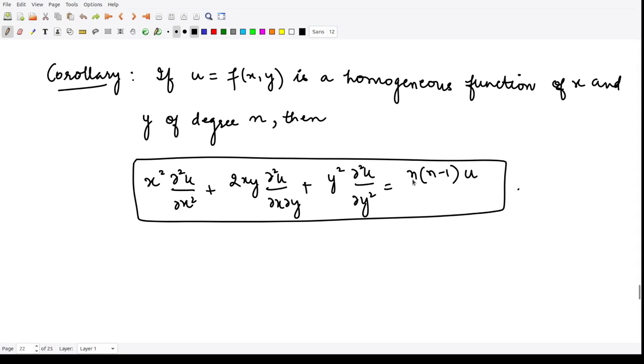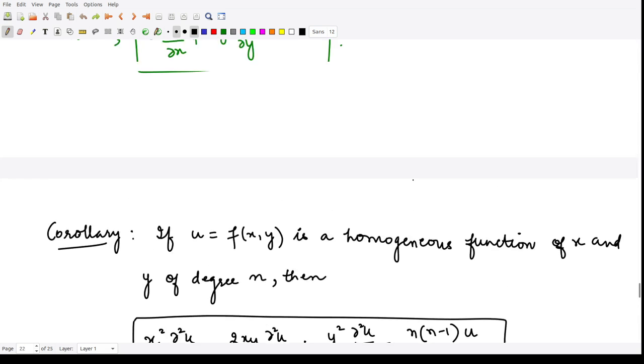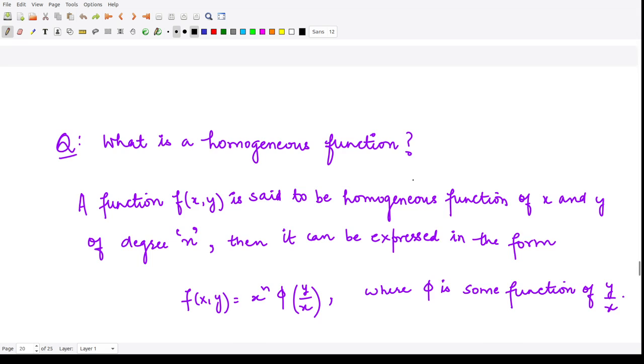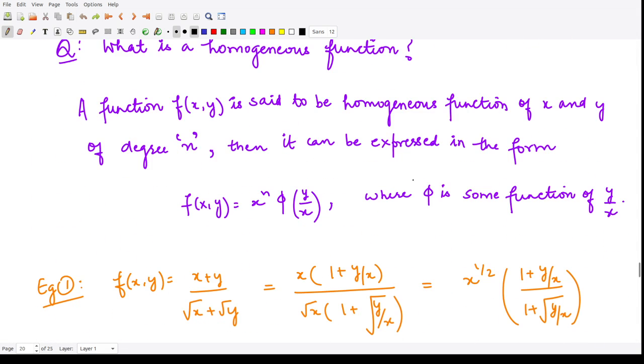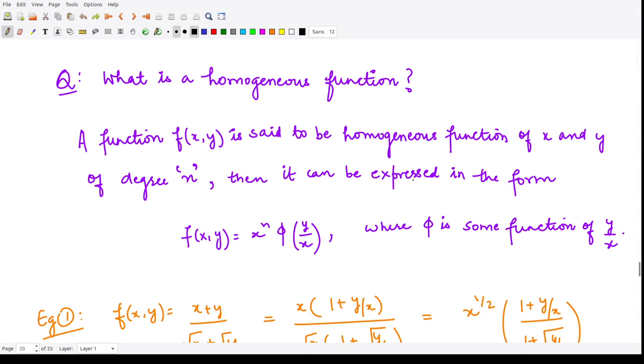So what were homogeneous functions? Homogeneous functions are the ones which could be written in this form, x to the power n into phi of y by x, where y by x is now a single variable. So you have converted whatever function was given to you into this particular form.